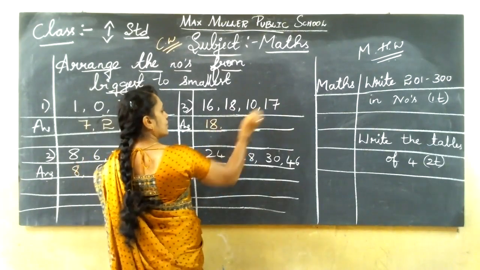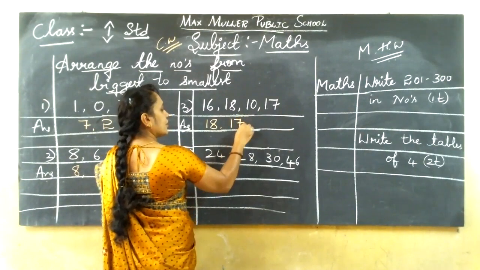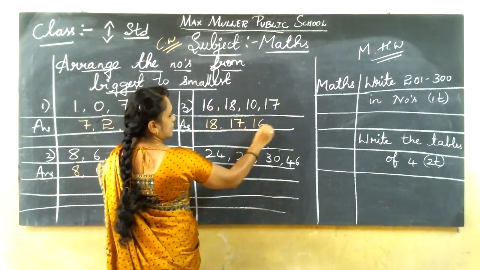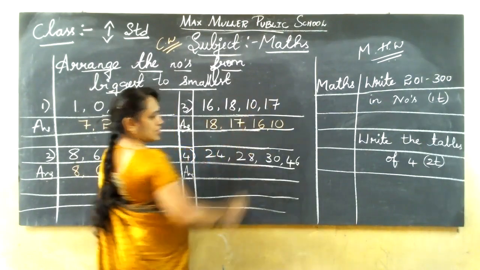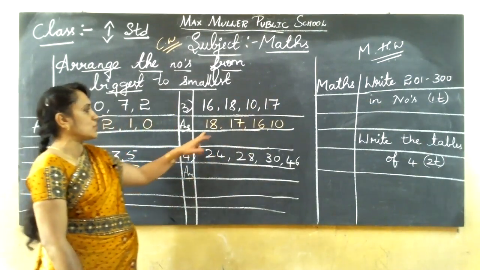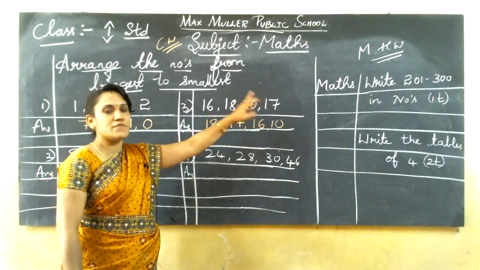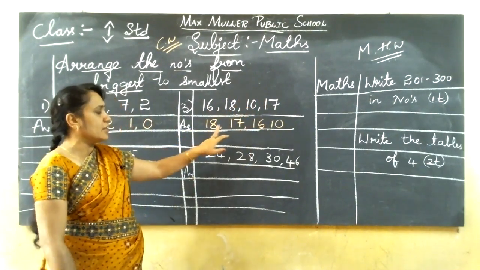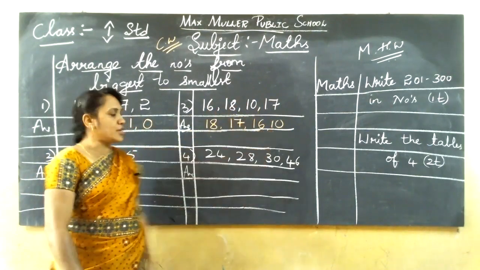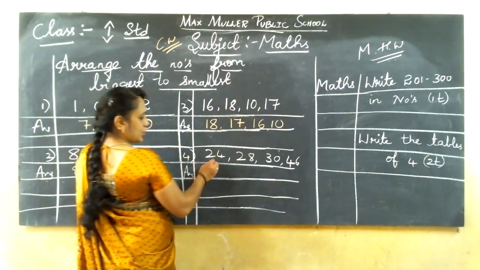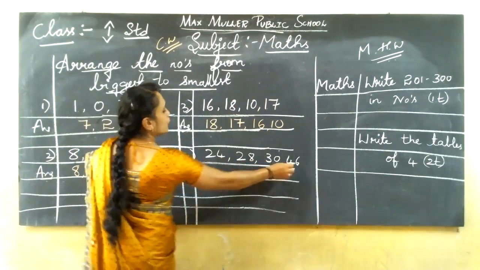Okay, then 17, then 16, then 10. Which numbers are given here? In that only you should arrange it and write. Don't write extra numbers also. Okay, 16, 18, 10, 17. Which is the biggest number in this? 18, then 17, then 16, then 10. Next: 24, 28, 30, 46.